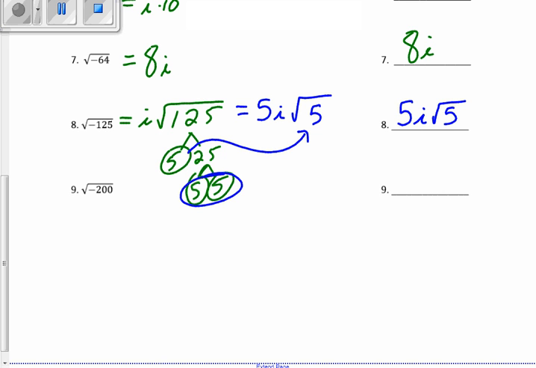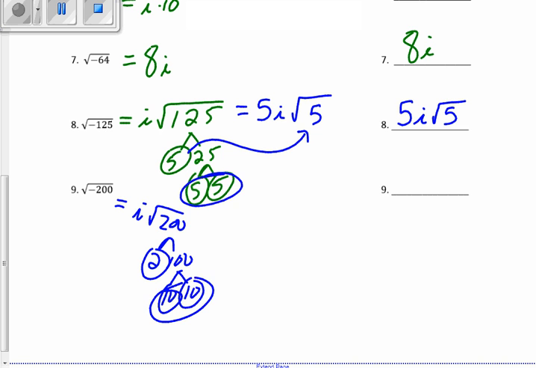Number 9, negative 200 square root. We have i square root of 200, which breaks down to 100 times 2. 100 is 10 and 10. We can stop there because we have pairs. So we have 10i square root of 2.